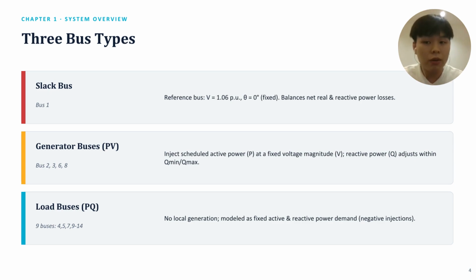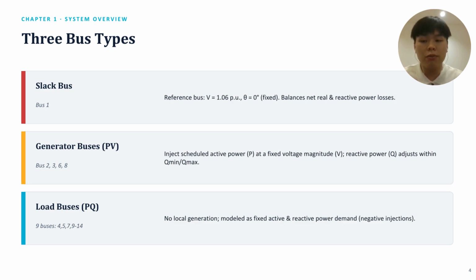To run the power flow calculation, the 14 buses are classified into three types. Type 1 is bus 1. We know it is a slack bus. Its voltage magnitude and angle are fixed at 1.06 per unit and 0 degrees. It acts as the reference for the entire grid, balancing out the system's real and reactive power losses that we can't know in advance. Buses 2, 3, 6, and 8 are generators, or what we call PV buses.